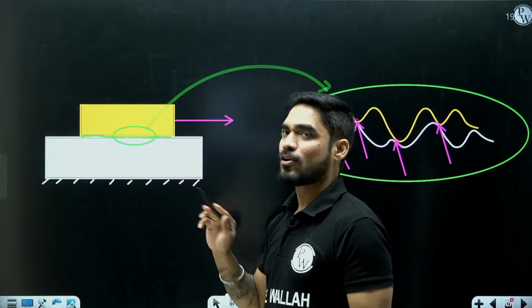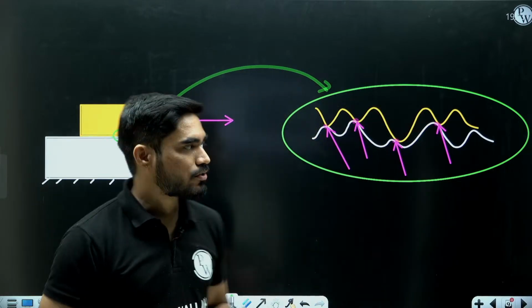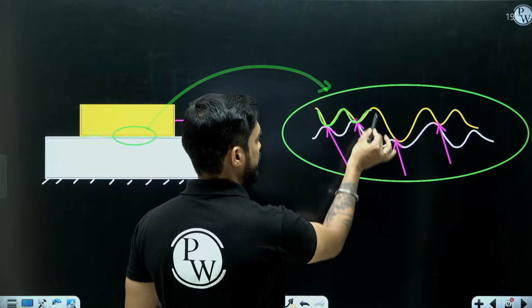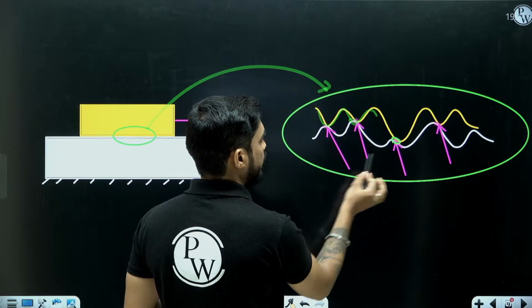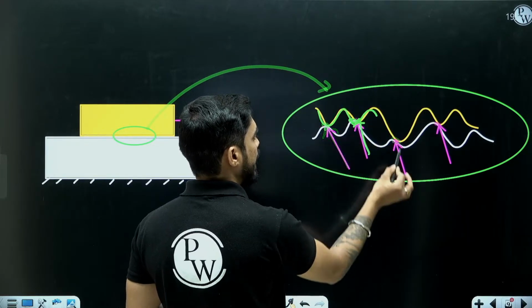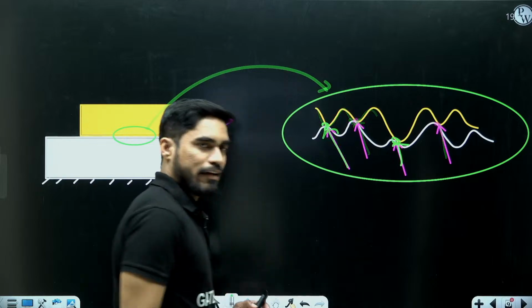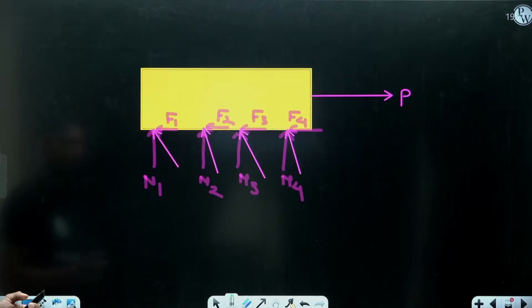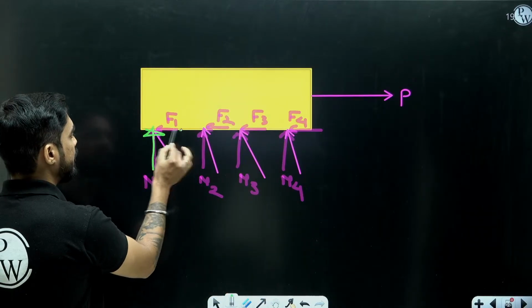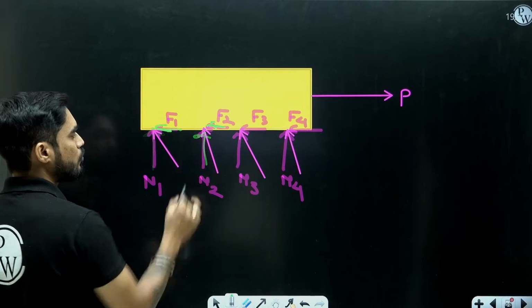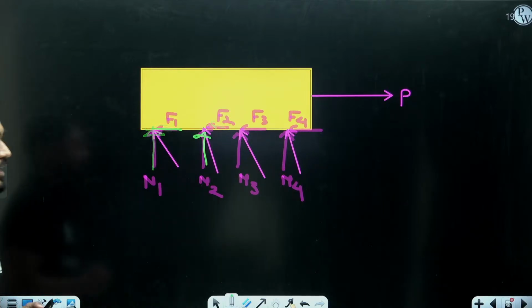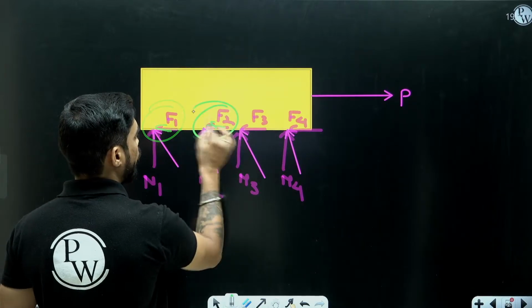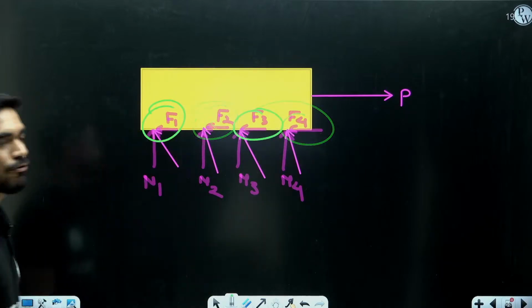These surfaces are not exactly flat. They are irregular like this. At different points, you get reactions in different directions. And if you resolve these reactions, you get one normal force and one tangential or parallel force to the surface. And these tangential or parallel forces are known as friction forces.